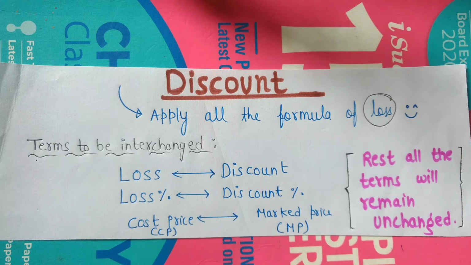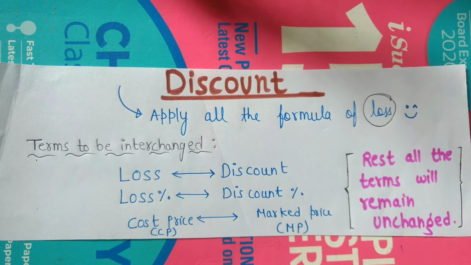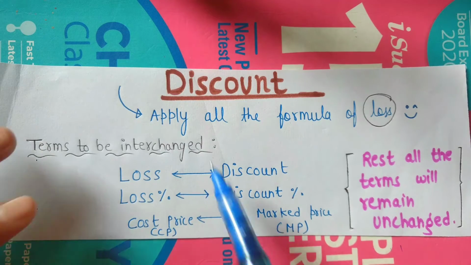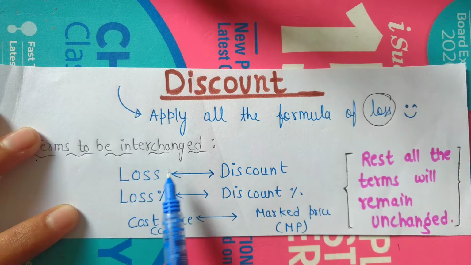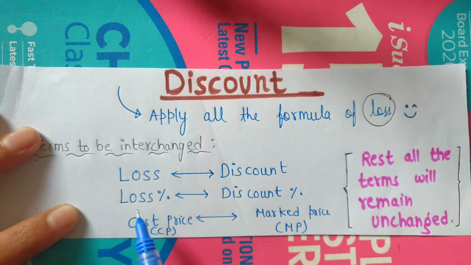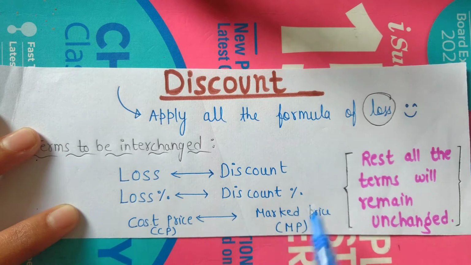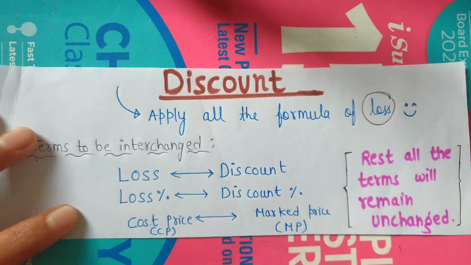So in this video we will discuss all the formulas related to discount and we will solve some questions also. So let's get started. What we have to do in discount, we will apply all the formulas that we applied in loss and we have to just interchange some terms. For example, in the formula of loss, we replace loss by discount, loss percent by discount percent, and cost price with marked price, and marked price is written as MP.